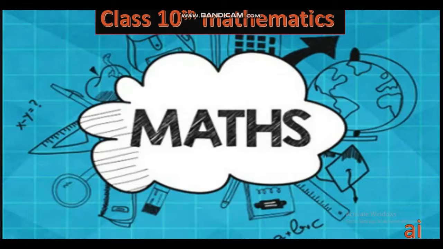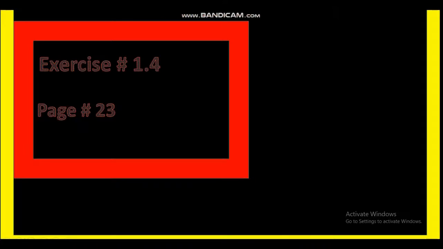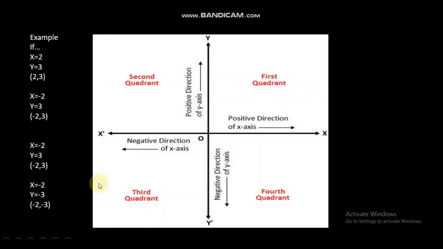Today we will start exercise 1.4, page number 23. In this exercise, first of all, this is an example. It should be most helpful for further doing the exercise. Example: if x is equal to 2 and y is equal to 3, we can write it in this form, (x, y).